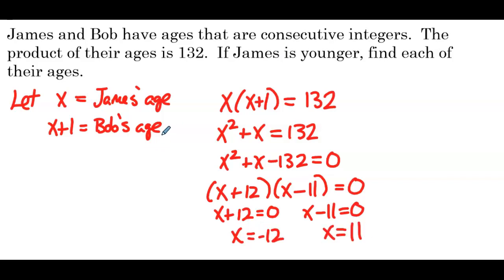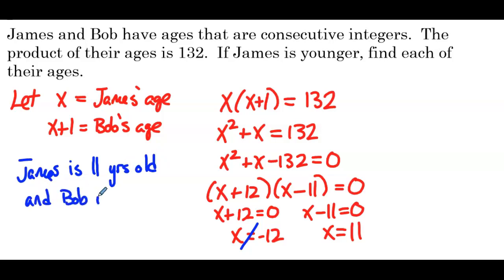Now, in the context of this problem, we're talking about ages. So it does not make sense to have a negative age. So that means James is 11 years old and Bob is 12 years old.